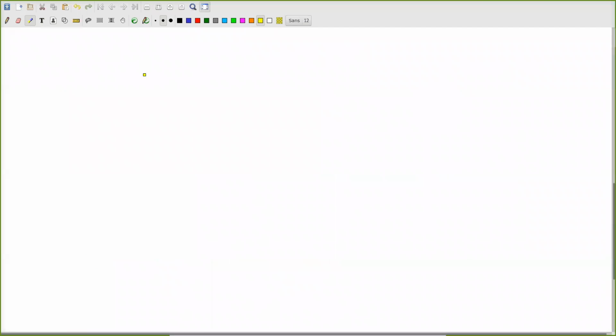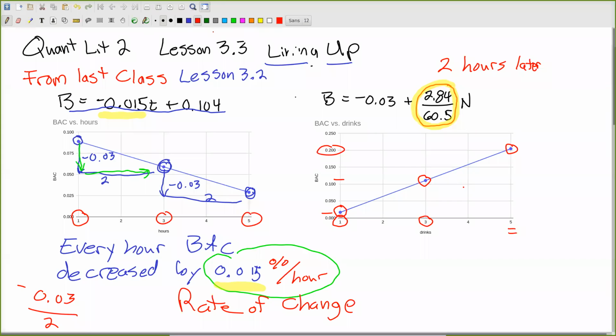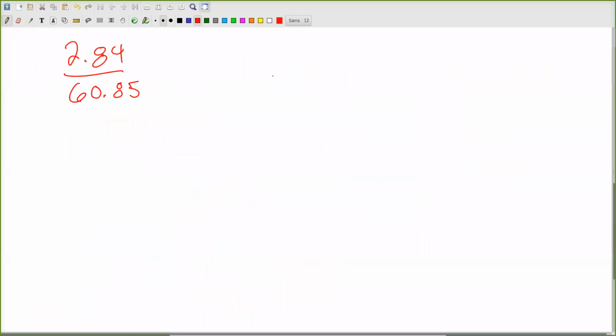So new page, 2.84 divided by 60.5. And did I copy that right? That doesn't look right. Isn't it 60.5? 60.5, thank you. I don't know where I got the 8.5.